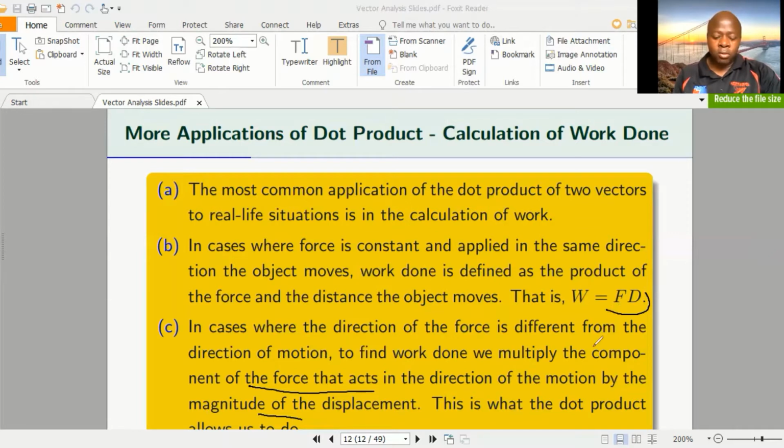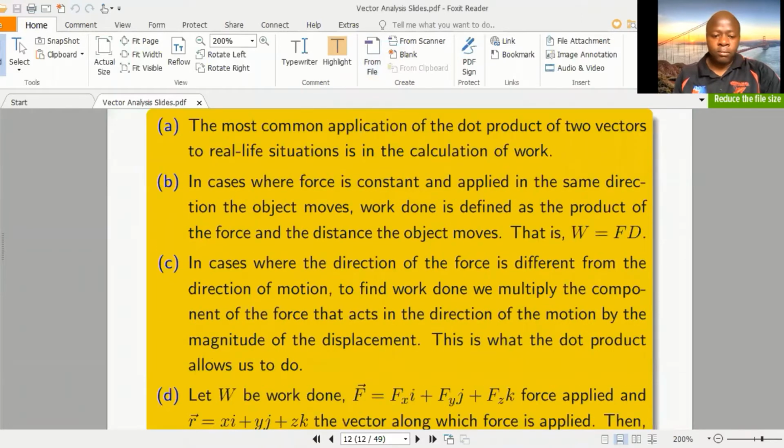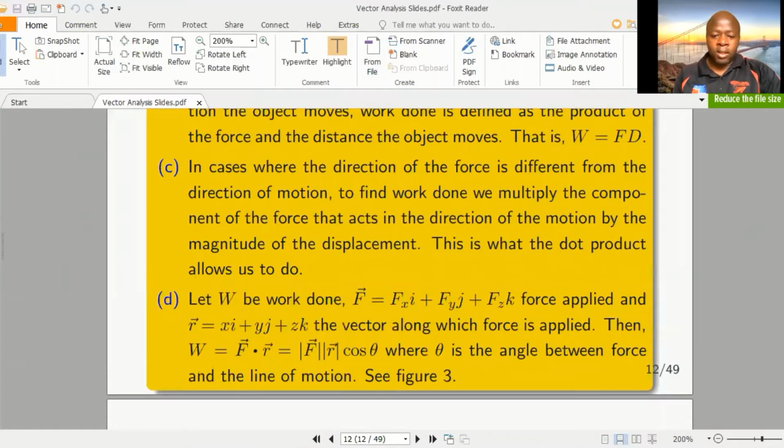We'll be looking at those two scenarios: one where force is applied in the direction of motion of the object, and the other where force is applied in the opposite direction. So in cases where force is applied in the opposite direction, how do we get work done? How do we calculate work done?